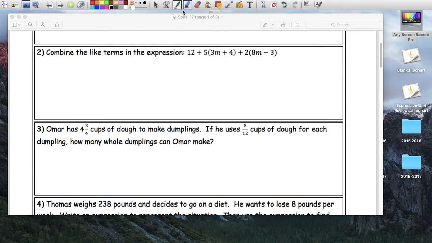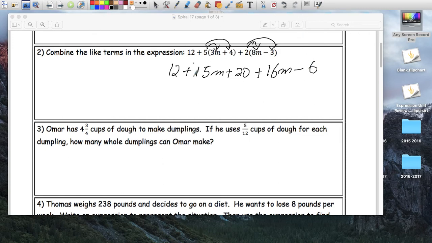So let's do that. Here we have a 12, which is going to just hang out for a little bit. And the 5 over here is going to be distributed to the terms inside. So 5 times 3m is 15m, and then plus 5 times 4 is 20. Now continue with plus here, and we're going to multiply the 2 times 8m. You're going to get 16m minus, and the 2 times 3 is going to give me 6.